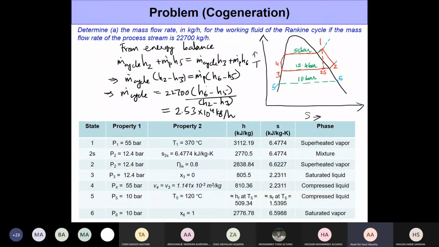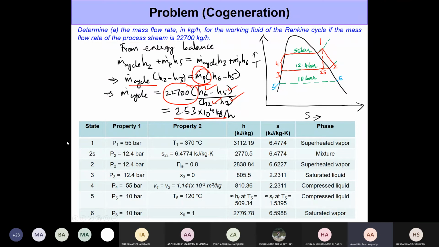And here we have the values for all these enthalpies, h2 to h6, right? We also have the mass flow rate of the process stream, m dot p. The only thing we don't have is the mass flow rate of the cycle. Once you plug in the numbers, this is what you get. Okay, so 2.5 times 10 to the power 4 kilograms per hour. It's a reasonably high mass flow rate, but sort of smaller than the flow rate that we were looking at in previous examples.